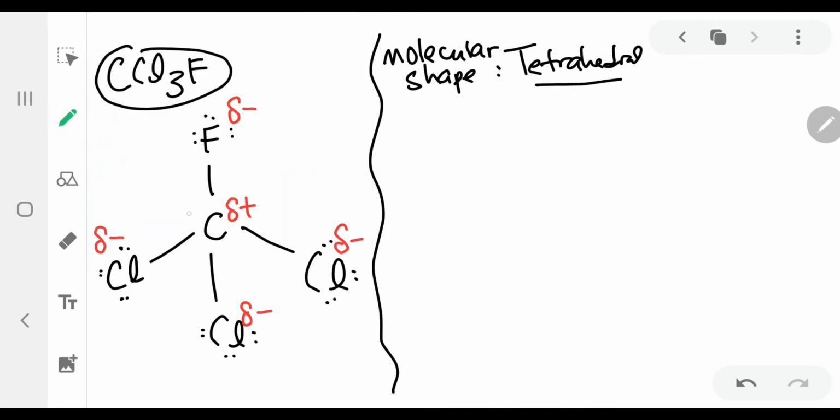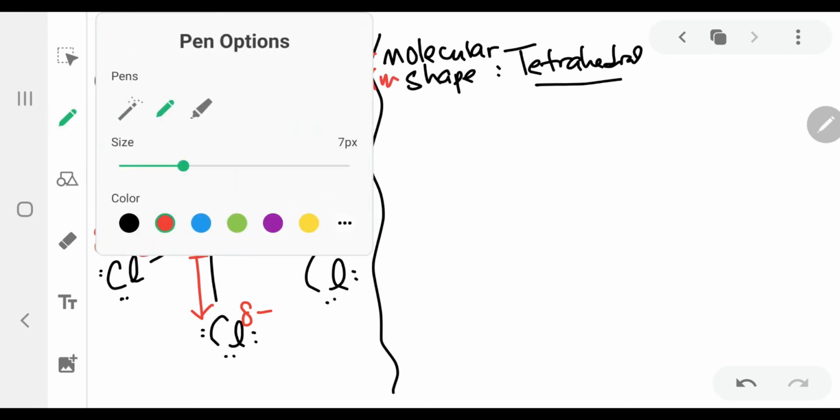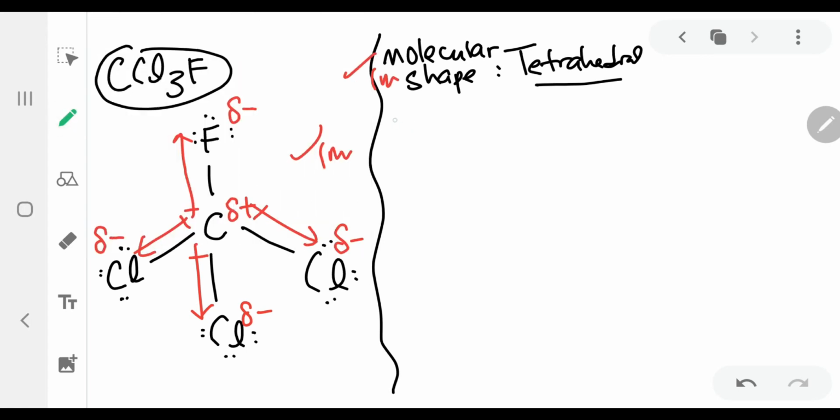And the polar bonds will have that direction. So you get 1 mark for that, 1 mark for this. So it has polar bonds.